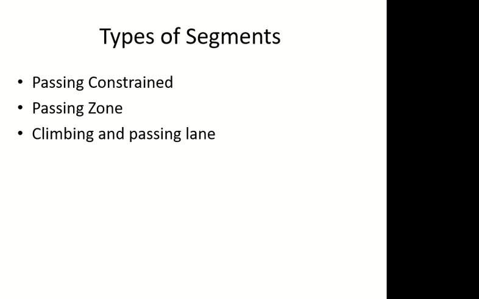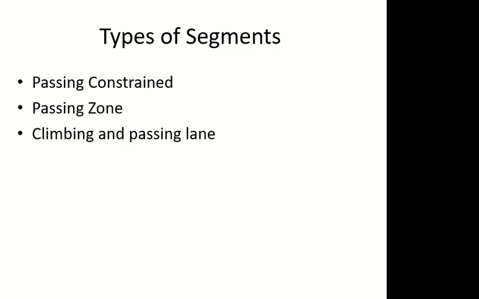Within two-lane highways we have three types of segments: passing constraint, passing zone, and climbing and passing lane. Passing constraint means passing is not allowed because of sight distance. Passing zone, passing is allowed because you have sight distance, so it is safe.